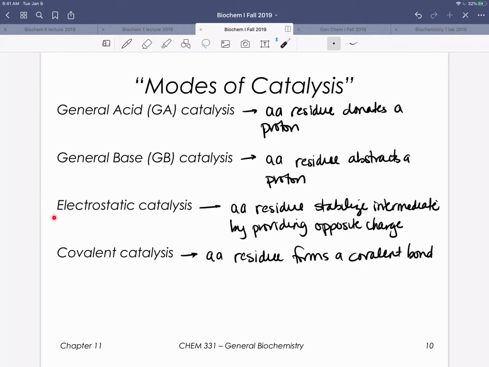Something serving an electrostatic catalysis role is basically helping to stabilize by providing the opposite charge. And then something that's acting in a covalent catalysis role is an amino acid residue that's actually forming a covalent bond. So these are the four main modes of catalysis that we're going to see in the enzyme active sites that we'll study.